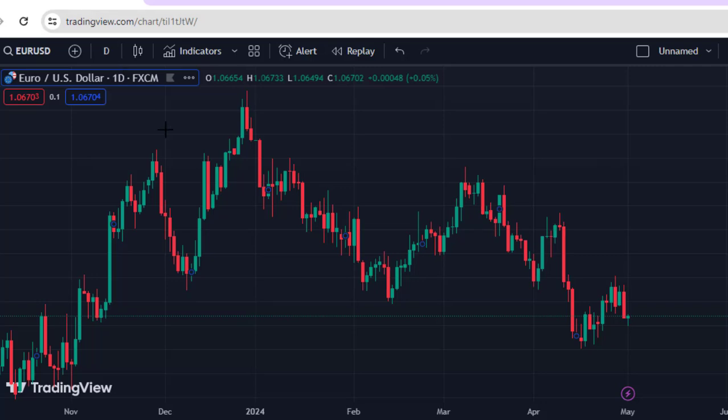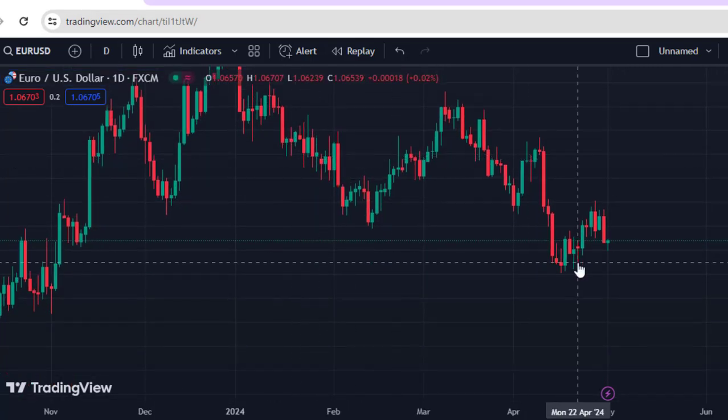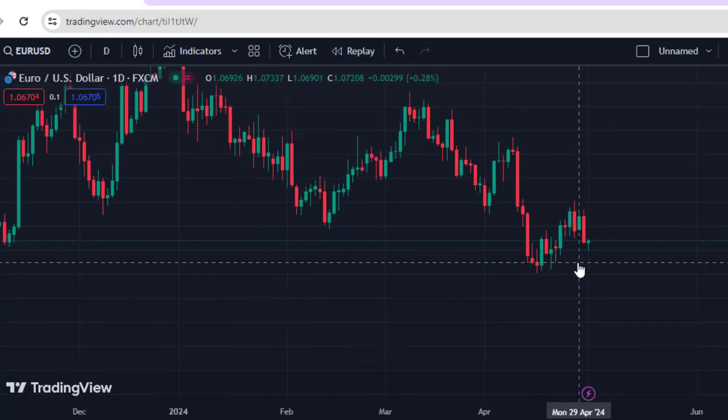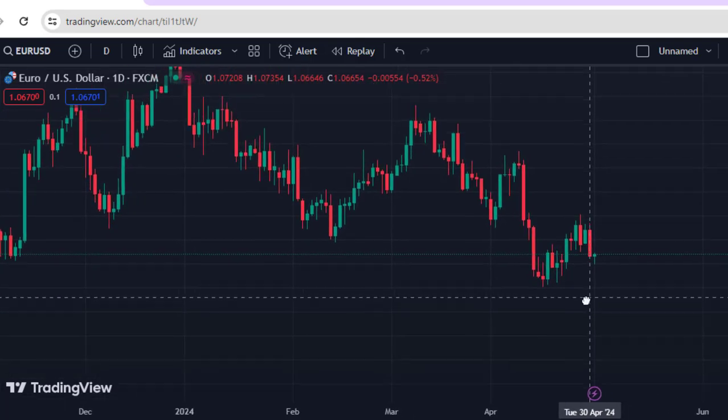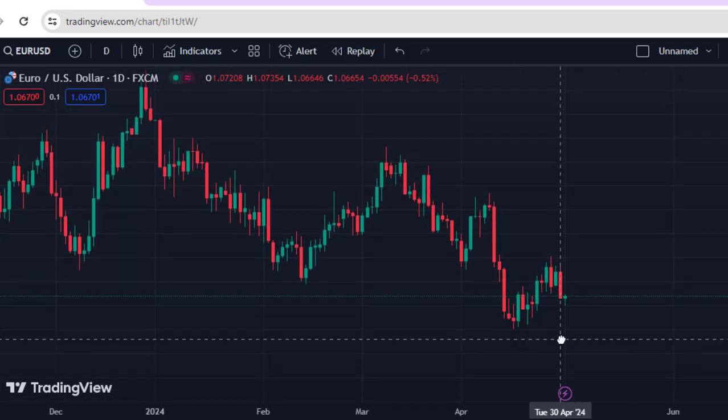Right here on Euro USD, for you to properly trade trend continuation or trend continuation strategy, you must properly understand two things. Number one, market structure, and the second thing you must do is to understand time frame analysis.